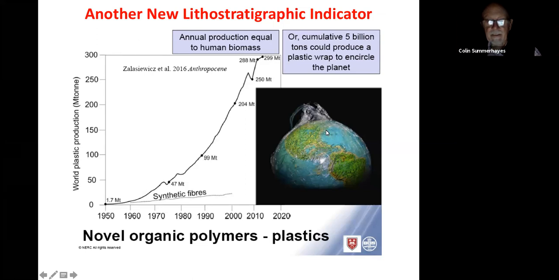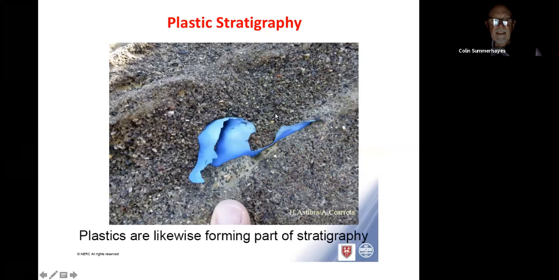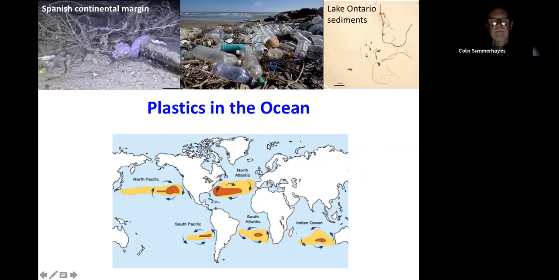whole of the planet. Plastic stratigraphy is an example of a piece of old plastic trapped in a beach in Spain. This is hardened beach sand, so they're already forming part of stratigraphy. And we find this stuff all over the oceans, which means it's also getting into ocean sediments.